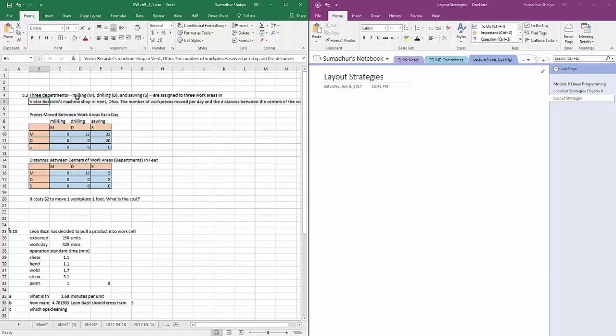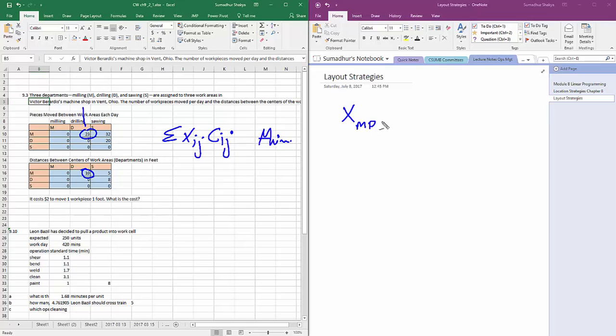So if you can see, the number of pieces going from milling to drilling is 23, and also the distance between milling and drilling is 20. So going by the convention of summation of x_ij c_ij, our idea is to minimize this thing.